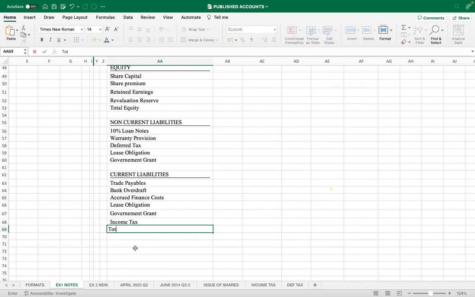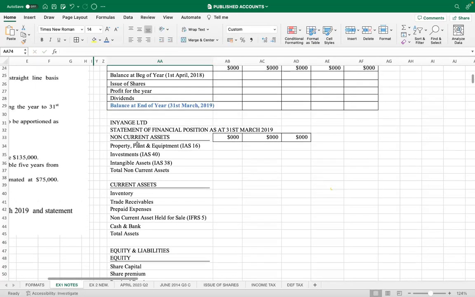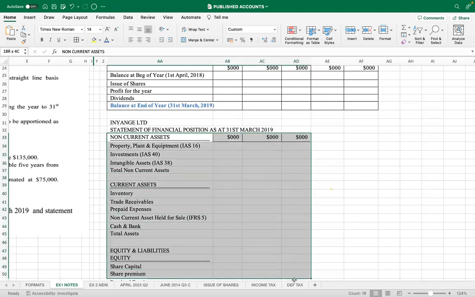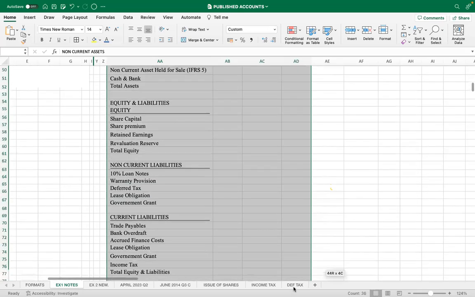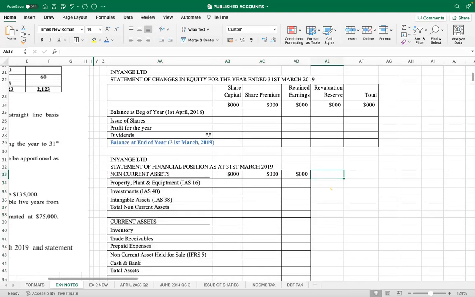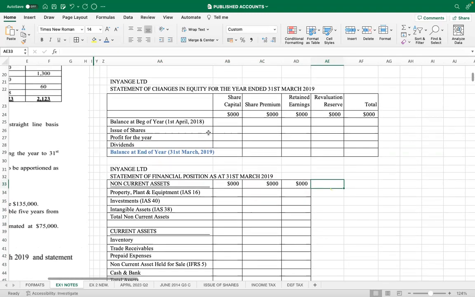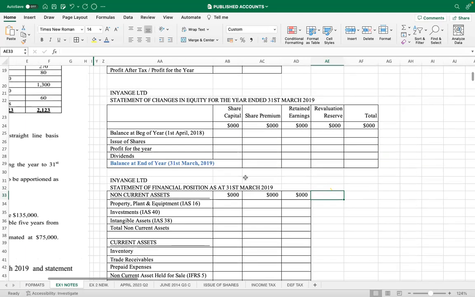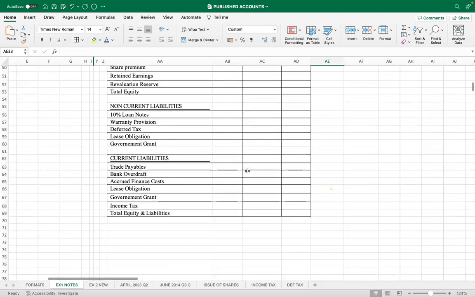And then you can now get total equity and liabilities. Now, I've laid out the format that should be followed when we are preparing this statement. That is the format that we will use to enable us prepare financial statements.